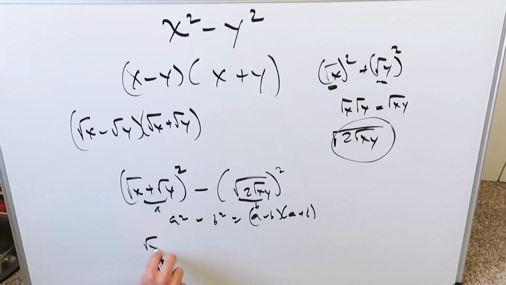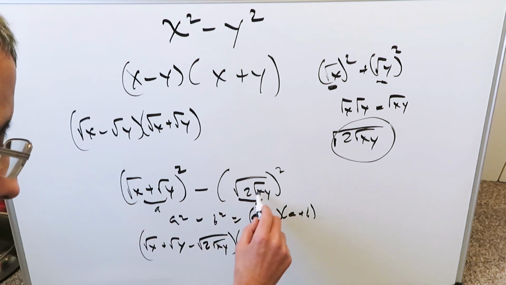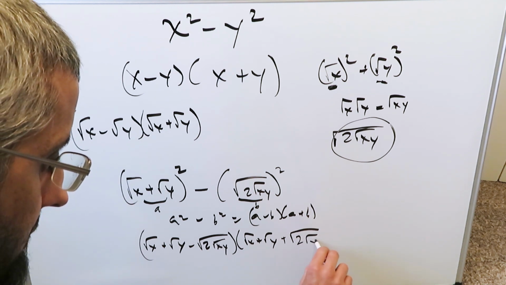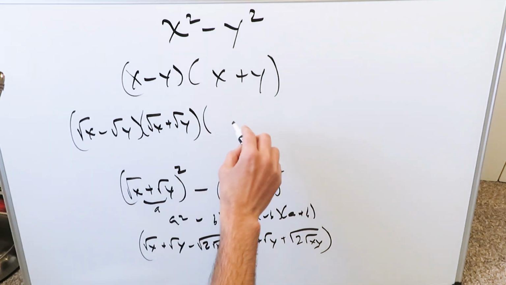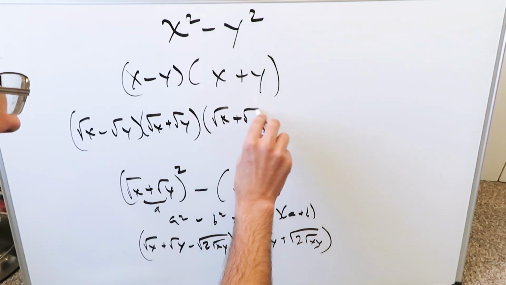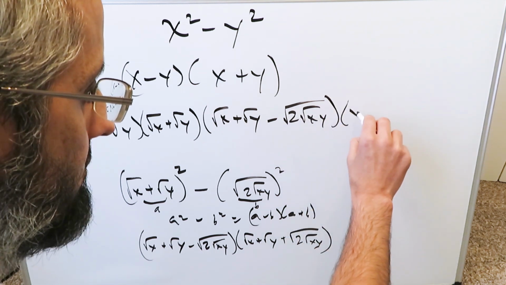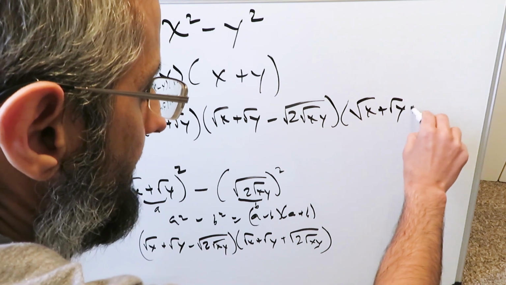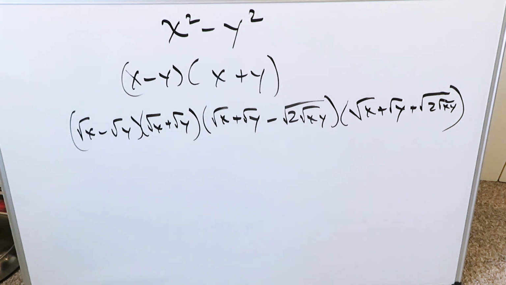A will be here, root x plus root y. The minus b will be this, minus root of 2 root xy, times a again, which is root x plus root y, plus this term right here, root of 2 of root xy. And this right here represents the factors of this, and it will be right. And we will be done with that. Root x plus root y minus root 2 root xy times root x plus root y plus root 2 of root xy. And we are done. And that brings us to the end.